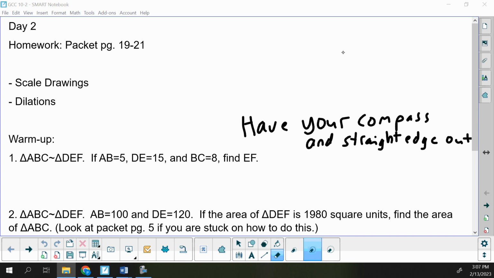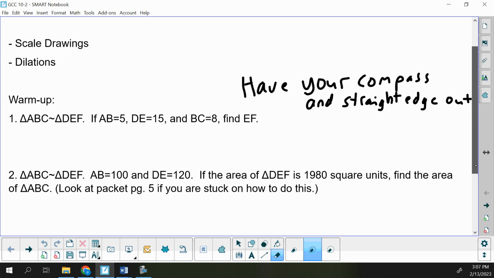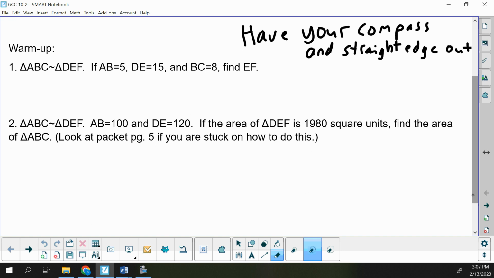If you don't have either of those things, you can get one off of the front table and make sure to put it back at the end of the period. Do not take it with you after the period. We will need them for the other classes. So again, have your compass and straight edge out ready to go. And then you have a warm-up that you can be working on.